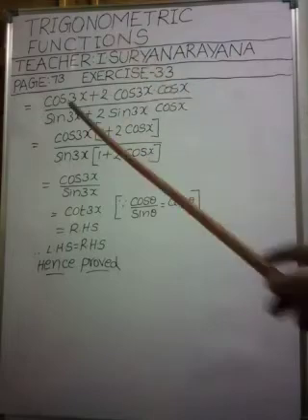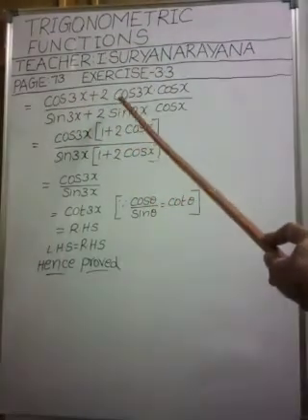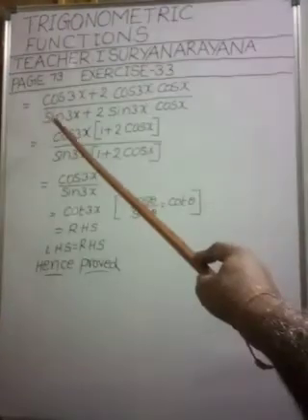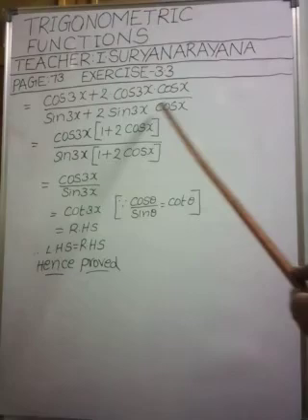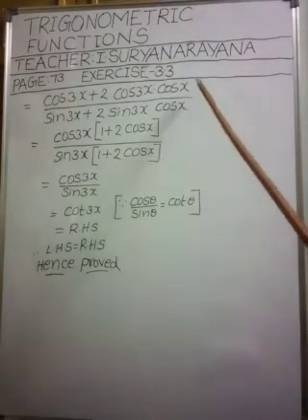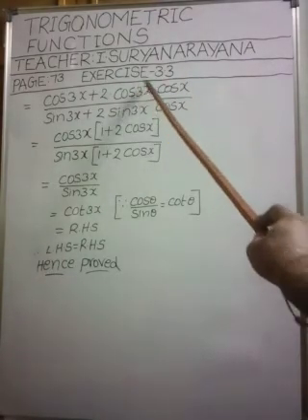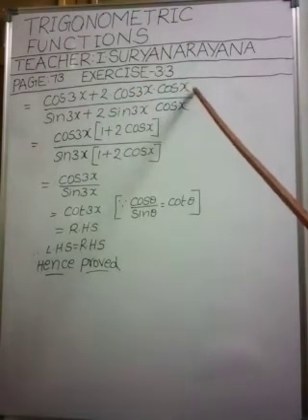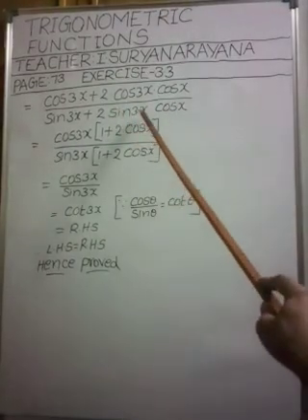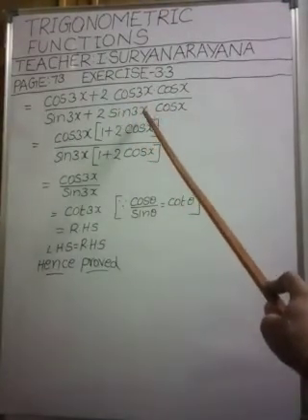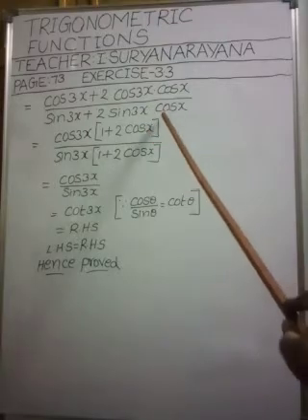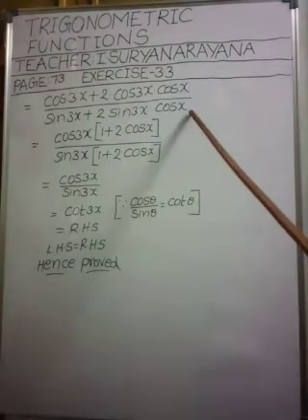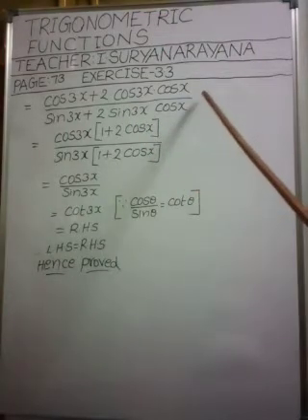That is equal to (cos 3x + 2 cos 3x cos x) divided by (sin 3x + 2 sin 3x cos x). Understood this step, my dear children? Here 6x by 2 we get 3x. Here 2x by 2 we get x. Understood this numerator? Similarly, in the denominator, sin 6x by 2, what will you get here? 3x. Cos 2x by 2, what will you get here? x. Understood this denominator, my dear children? Understood this step?